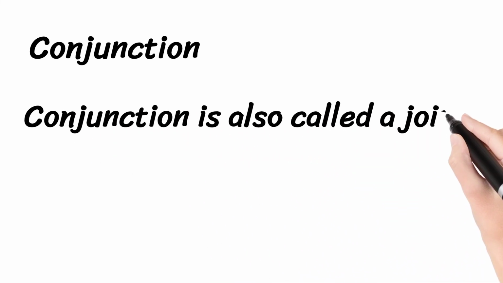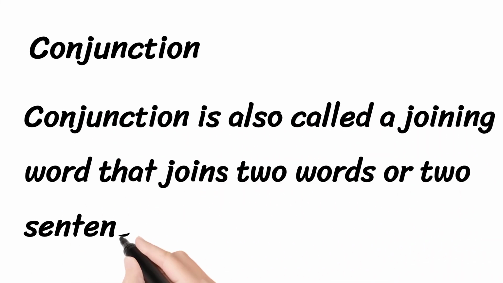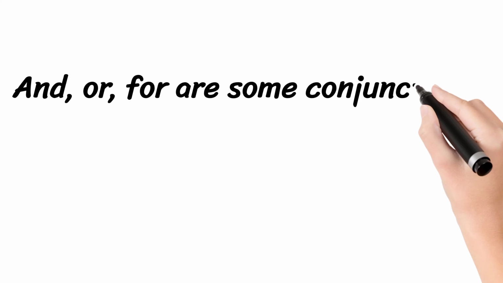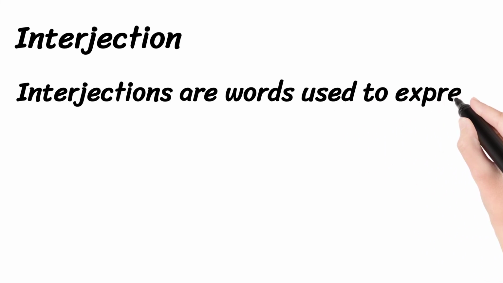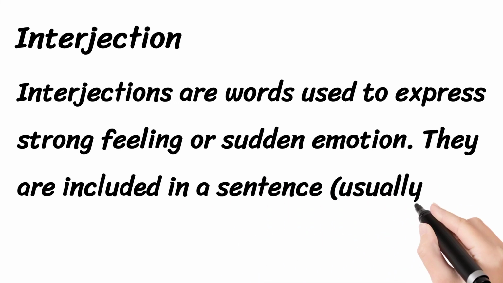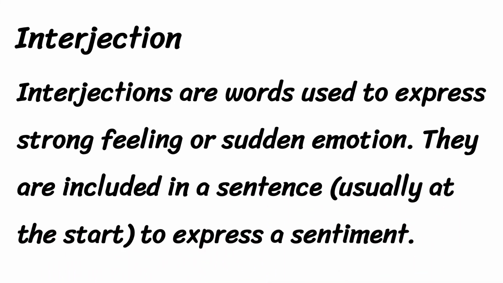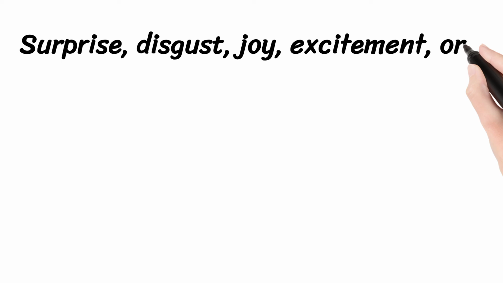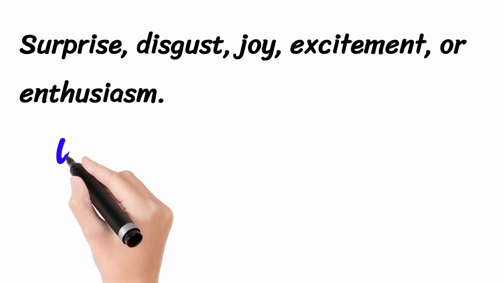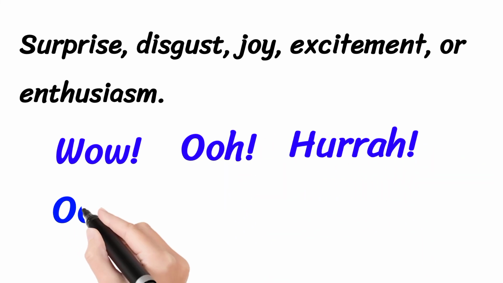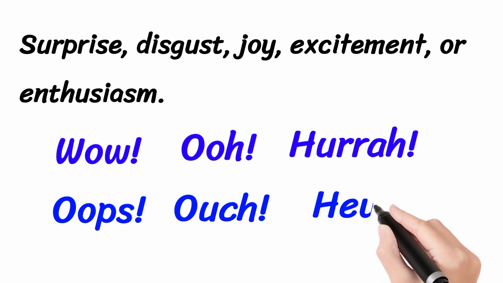Conjunction. A conjunction is also called a joining word that joins two words or two sentences together. And, or, for are some conjunction words. Interjection. Interjections are words used to express strong feelings or sudden emotions. They are included in a sentence, usually at the start, to express a sentiment such as surprise, disgust, joy, excitement, or enthusiasm. Here are some common interjections: wow, oh, hurrah, oops, ouch, hey.